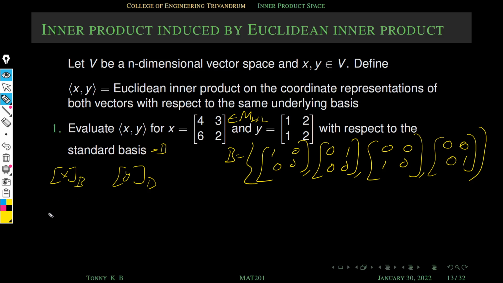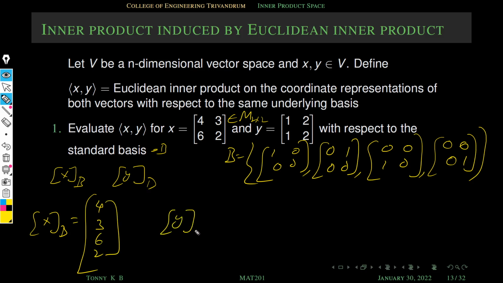So what is the coordinate of x with respect to b? This is very easy. You can easily write this matrix as a linear combination of these basis elements. Then what is c1 c2 c3 c4? Yes, that is 4 3 6 2. And similarly, what is the coordinate of y with respect to b? Yes, that is 1 2 1 2. Now these are the coordinates of these two vectors with respect to the standard basis. Then you are ready to define our induced inner product between them.